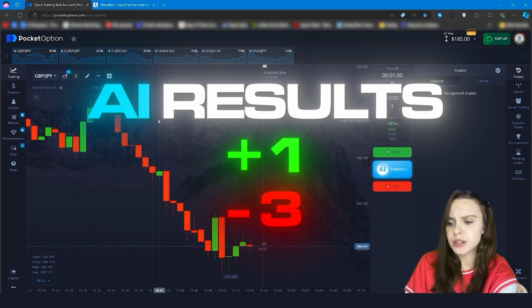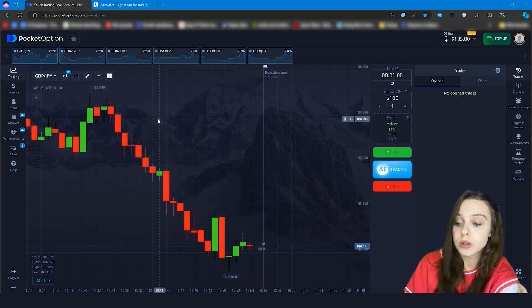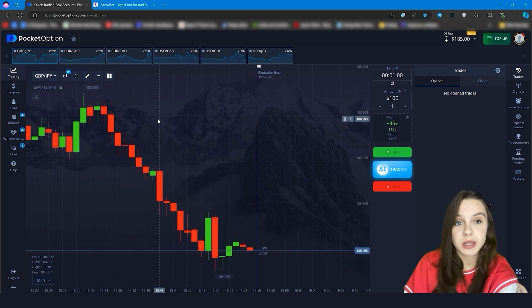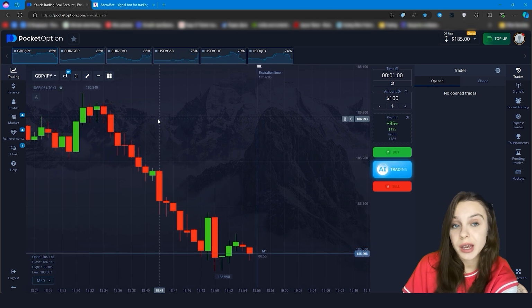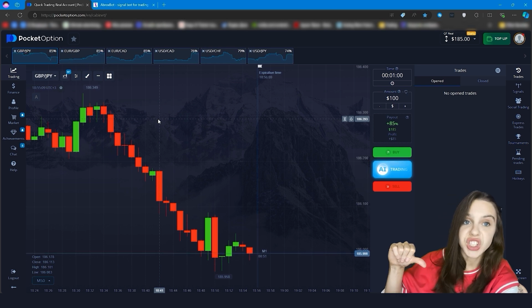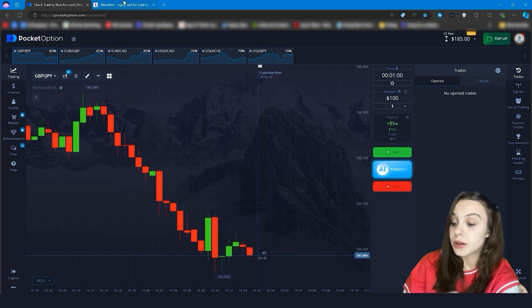We have carried out a minimum number of transactions, so 4 transactions. But for the test, based on 4 transactions, we can conclude that 1 closed in our plus and 3 in minus. So AI is still quite crude in this case. I don't recommend it. Be careful and attentive.